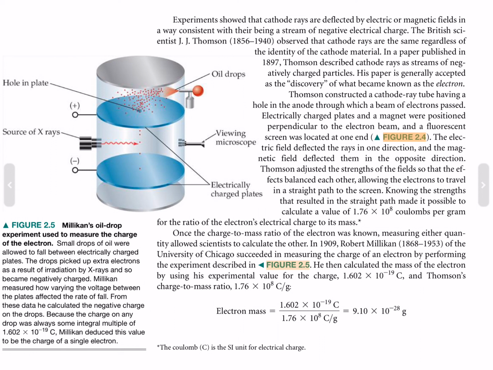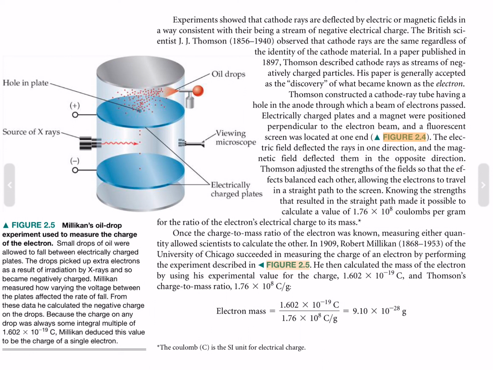In 1909, Robert Millikan of the University of Chicago succeeded in measuring the charge of an electron by performing the experiment described in Figure 2.5. He then calculated the mass of the electron by using the experimental value of the charge, 1.602 times 10^-19 coulombs, and Thomson's charge to mass ratio, 1.76 times 10^8 coulombs per gram, which gave him an electron mass of 9.10 times 10^-28 grams.